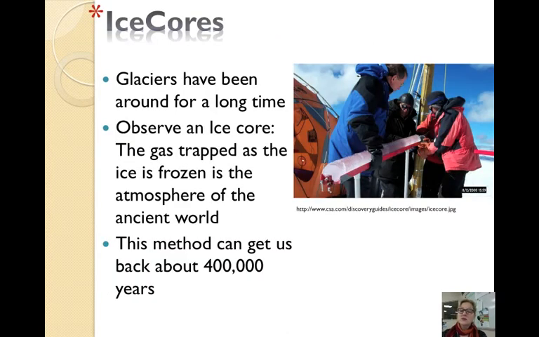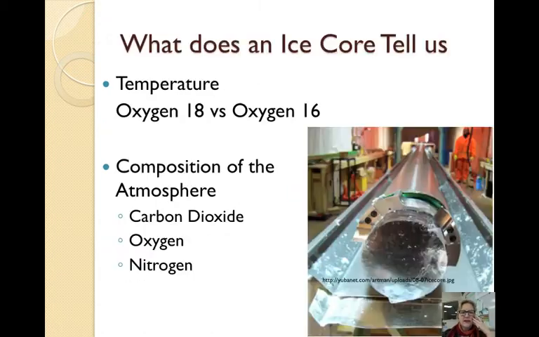Ice cores, on the other hand, can go back about 400,000 years because glaciers have been around a really long time. An ice core, when you pull it up, there's all sorts of things you can get from it, but a couple of the main things are dust particles that tell you about wind patterns and gases that are trapped in little bubbles in the ice. It's basically the ancient world. The atmosphere is frozen in that ice.